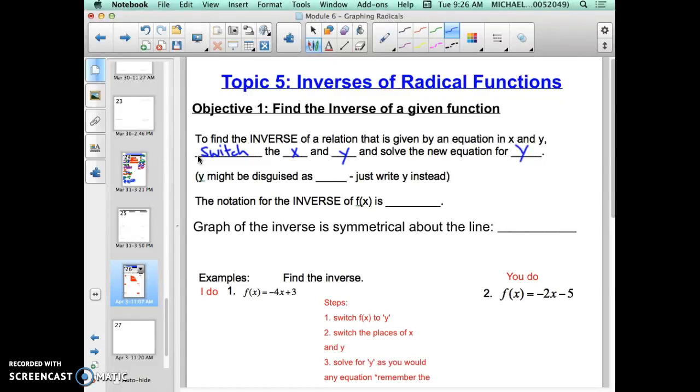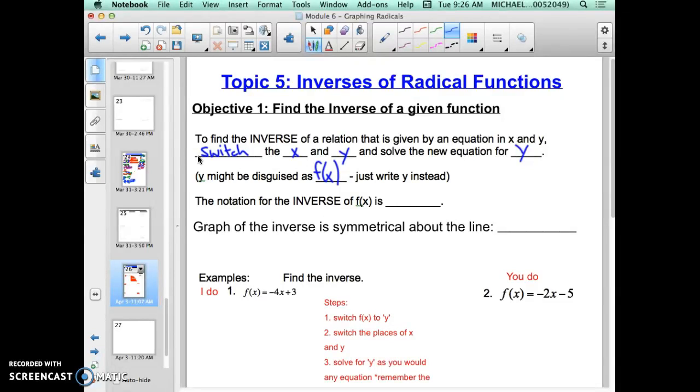It's important to note that the variable y, like y equals something, might be disguised as f of x, or g of x, or h of x, or z of x. It doesn't matter. It's just function notation. It's labeling the function. When it's written as f of x, just write y instead. And so I put that as the first step.